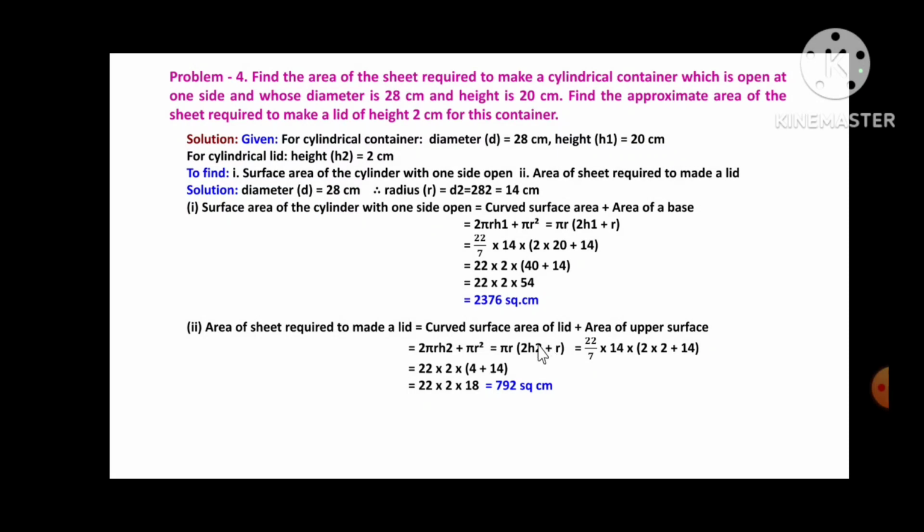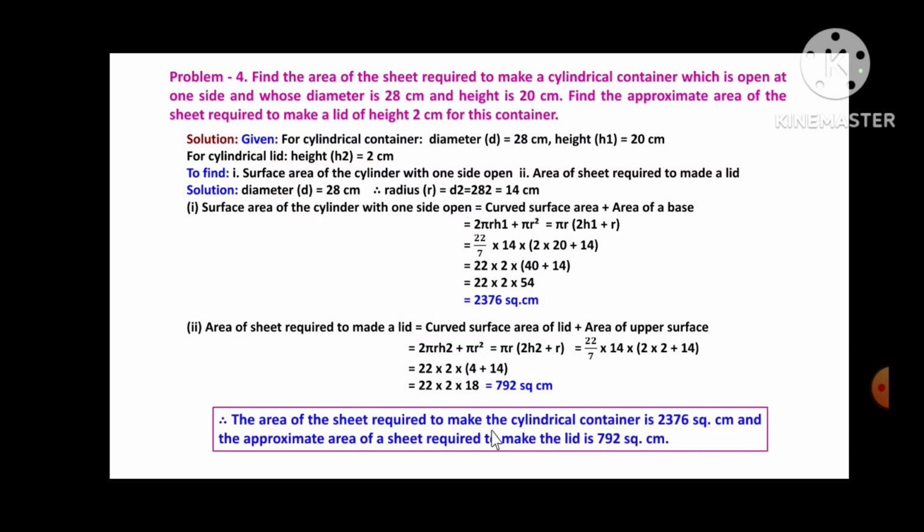Now area of the sheet required to make a lid is equal to curved surface area of the lid plus area of the upper surface. So 2 pi r h2 plus pi r square. Pi r is common, so we get pi r into 2 h2 plus r. So we put the values, 22 upon 7 into 14 into bracket 2 into 2 plus 14. So after simplification, you are getting 22 into 2 into 4 plus 14. So 22 into 2 into 18. 14 plus 4 is 18 and the product is 792 square centimeter. In words we can write the area of the sheet required to make the cylindrical container is 2376 square centimeter and the approximate area of the sheet required to make the lid is 792 square centimeter.